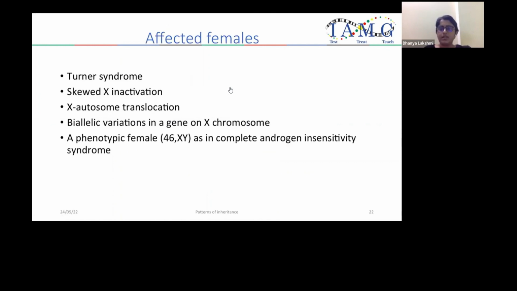So in X-linked recessive conditions, affected females may be there in certain conditions, like when the female has Turner syndrome and has only one X chromosome, when there is skewed X inactivation, when there is X-autosome translocation, when there are biallelic variations in a gene on the X chromosome, or in the case of a phenotypic female as in complete androgen insensitivity syndrome.